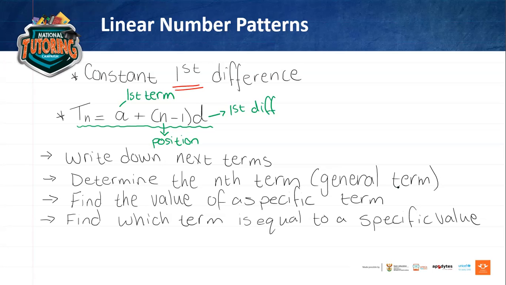Find the value of a specific term. So I could say, what is the 20th term in the pattern? Or I could say, which term, which position gives me 560? So finding which term is equal to a specific value. That's pretty much what you need to know. And if you can do all of these 4 steps, then you can apply that to any extra, more challenging questions you might see.